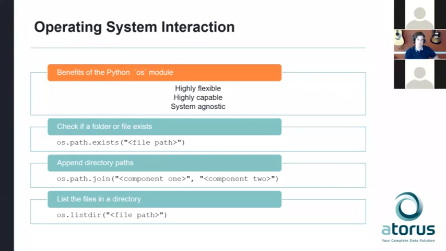So operating system interaction, I think, is one of the cooler parts of Python. It's one of the base parts of Python as well. The OS module is fairly powerful. It can do a lot of different things. We're going to touch on a few here, some of the more basic ones that it can do, but also my favorite part about it is it's system agnostic.